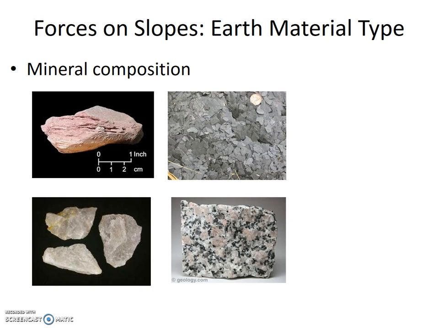For instance, clay minerals, top left image, are flaky, and they are a part of flaky shale, seen in the top right image. Quartz minerals are chunky, bottom left image, and they are a part of strong, solid granite, bottom right image. Now, which rock mineral combination do you think would fall down easier? Obviously, the shale.